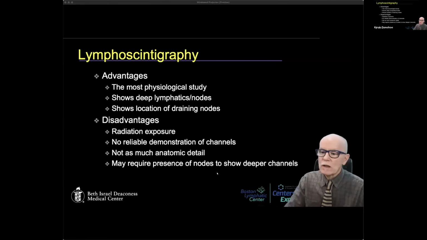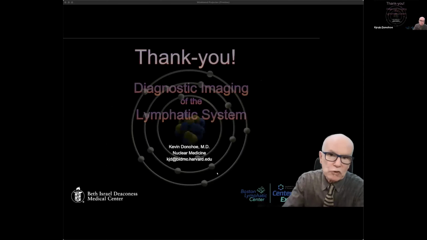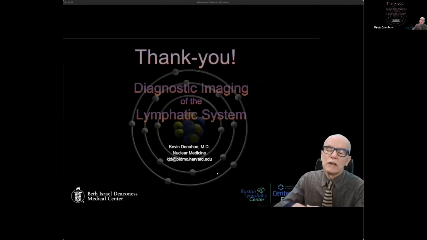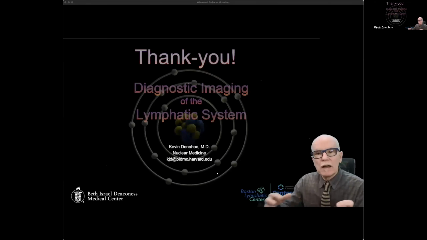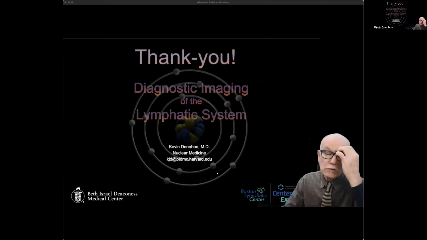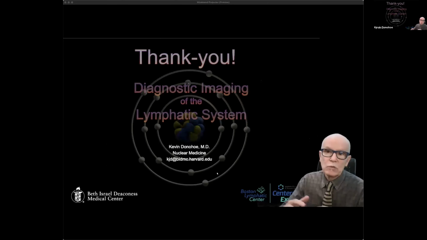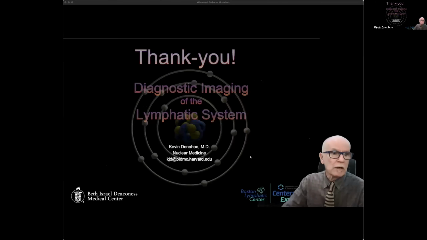And so that's why you have to put all these different studies together: to see the superficial channels with ICG, see the tissue composition with MRI, find the anatomy for anastomosis with the ultrasound, and then use the lymphoscintigraphy to see which nodes drain that area and get an overall view of what's going on in the extremity.